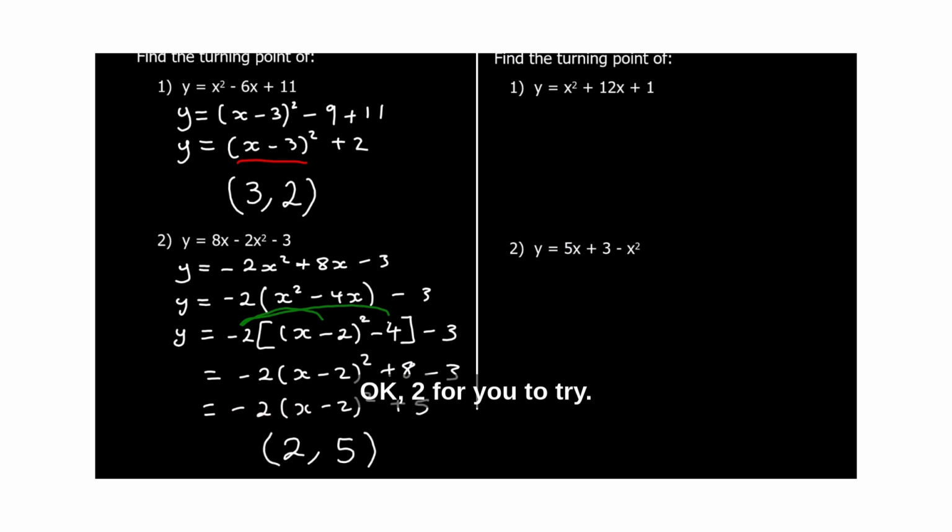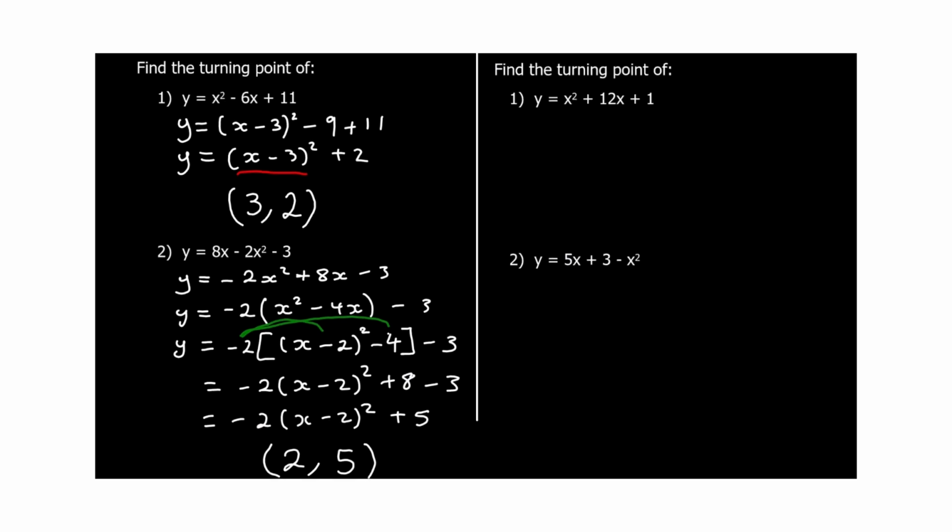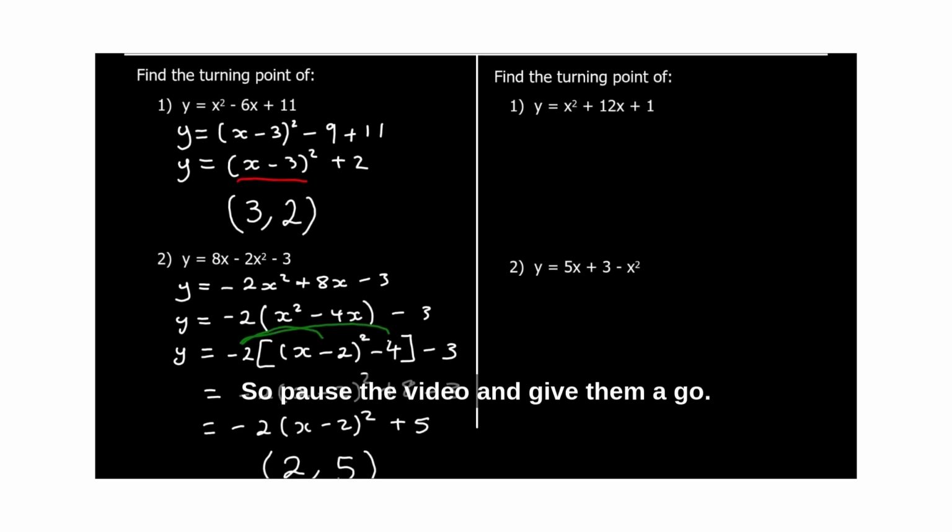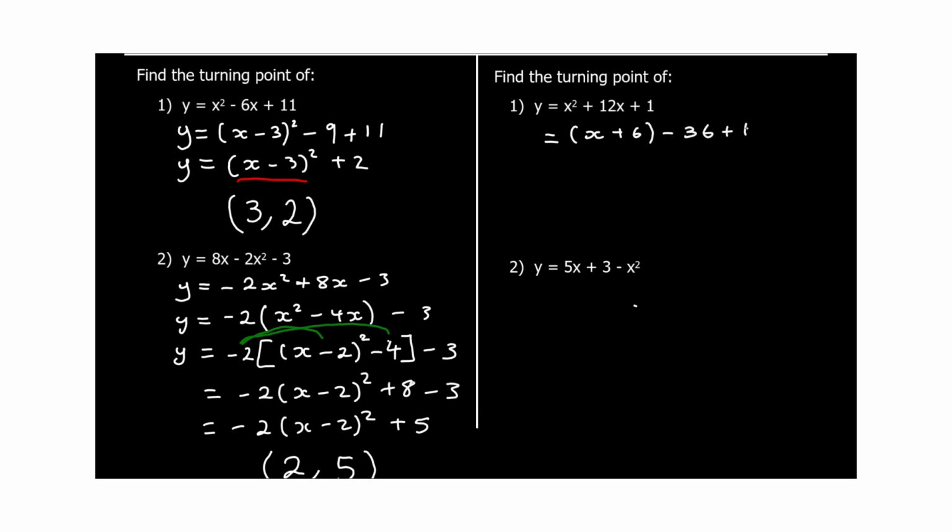Okay, 2 for you to try. So pause the video and give them a go. So the first one, I'm going to complete the square. Half of 12 is 6. I'm taking away 6 squared, which is 36. So I've got x plus 6 squared minus 35.